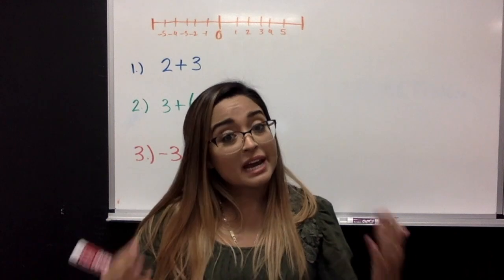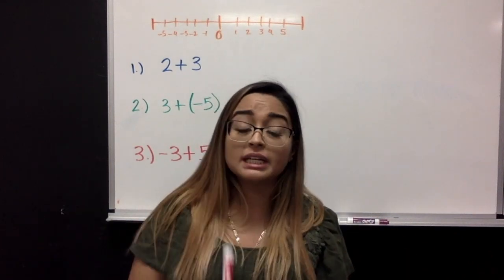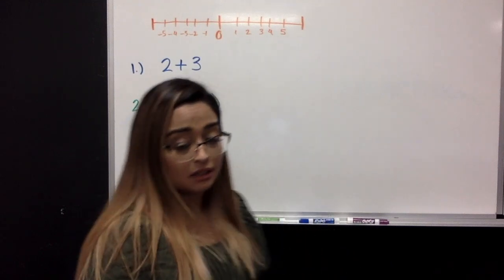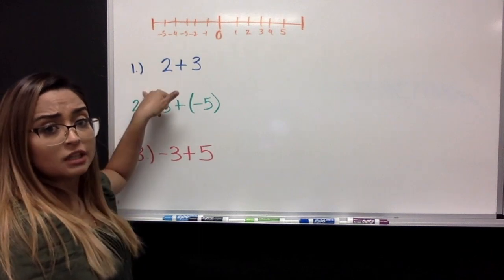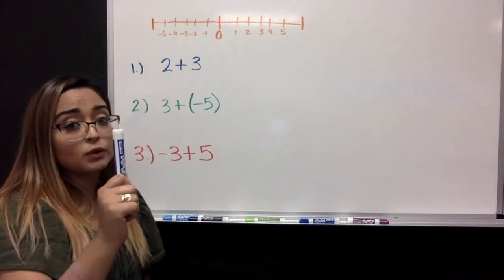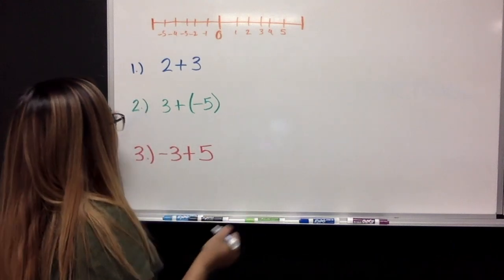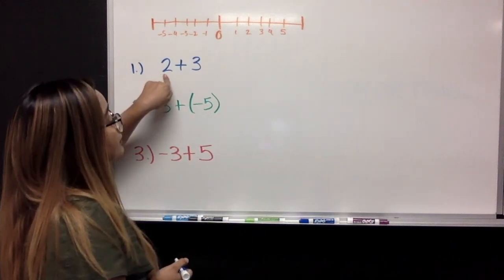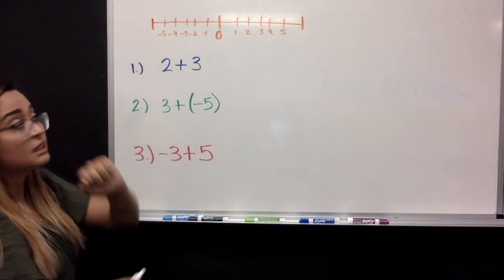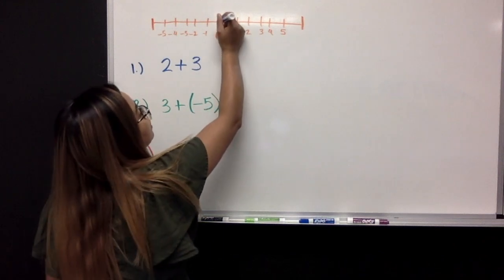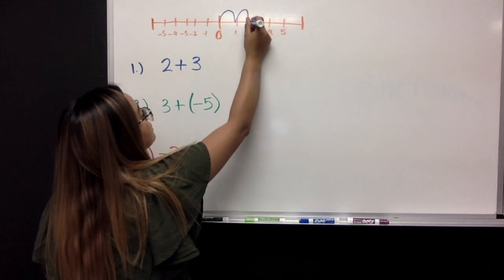Very well. Now what we're going to do is some adding and subtracting using a number line model. Okay? So, let's begin with number 1. Let's just focus on number 1. The problem is in blue, so I'm going to be using a blue marker for the number line. Now, we have 2 plus 3. Let's start with the 2. First, let's go to 0 and then jump onto 2.